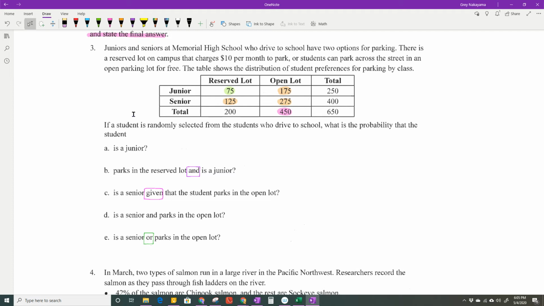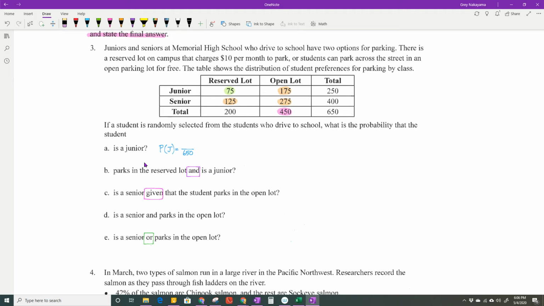Anyway, all right. So if a student is randomly selected from students who drive to school, what is the probability that the student is a junior? So I am straight up looking for what we call probability of a junior. Okay. Now, there are no special things to it. Probability of junior, which means my bottom number is the total number of students I have. So from my diagram, that total number is 650.